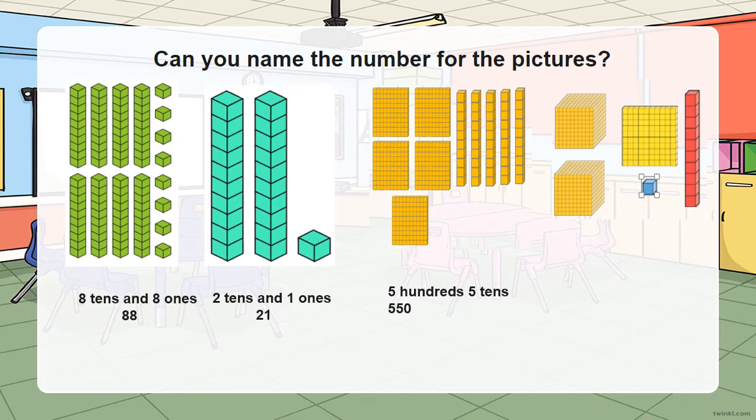And the last one, we now have the 1,000 blocks. How many thousands? How many hundreds? How many tens? And how many ones? Let's go and see. There are 2 thousands, 1 hundred, 1 ten, and 1 one. So the number is 2,111.